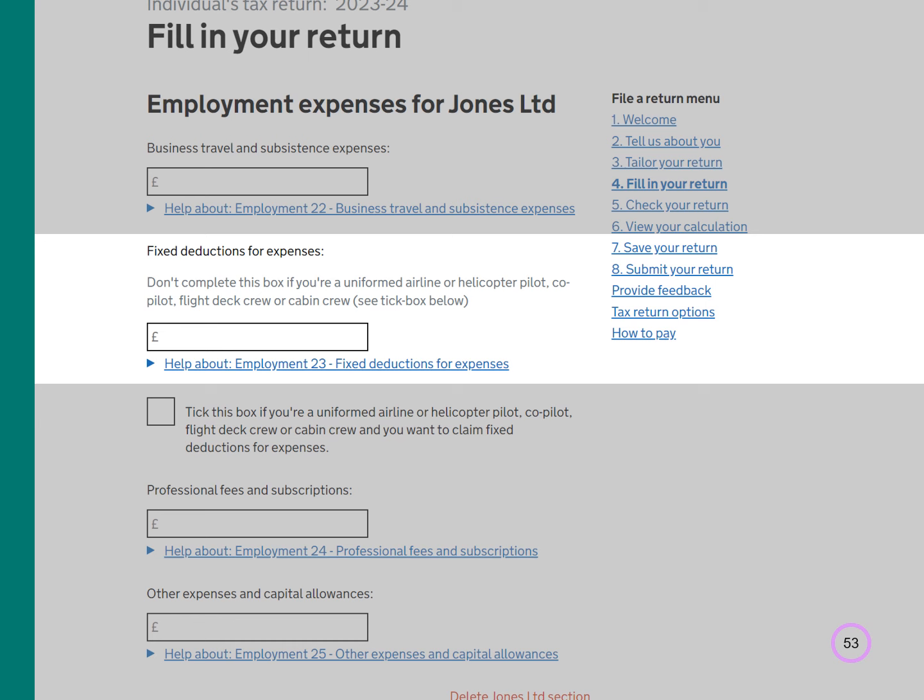Enter here any fixed deductions you can claim. These are sometimes called flat rate expenses. They are set amounts HMRC agrees with relevant trade unions to cover the costs of maintaining or replacing tools or special working clothes. If you want to claim the actual cost rather than the fixed rate, leave this box blank and include the actual amount spent in the Other Expenses and Capital Allowances box we will see shortly.